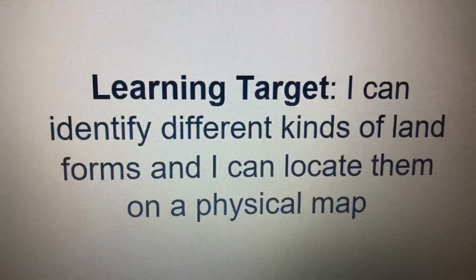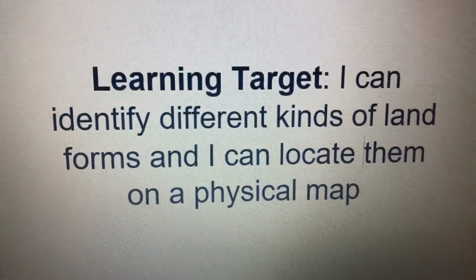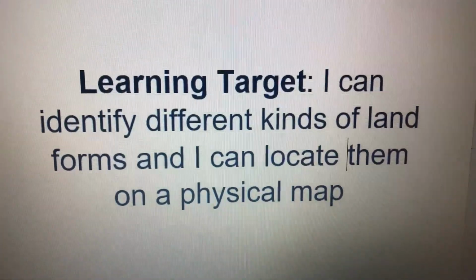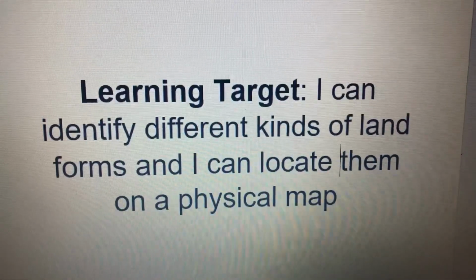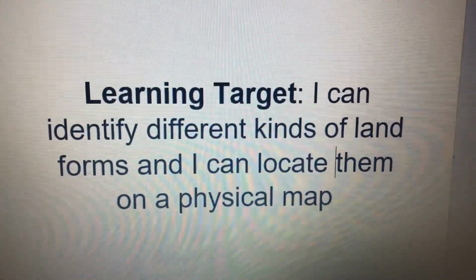Let's look at our learning target to know exactly what it is that we're supposed to accomplish today, okay? So our learning target is I can identify different kinds of landforms and I can locate them on a physical map. So you remember that we talked about different types of maps, right? We have political maps, we have maps for directions, but the ones that we really want to concentrate on are physical maps, because they are the ones that show landforms, specifically for this lesson, okay? And I want to make sure that you know how to use that physical map, how to locate the landforms, and how to identify each landform, okay?